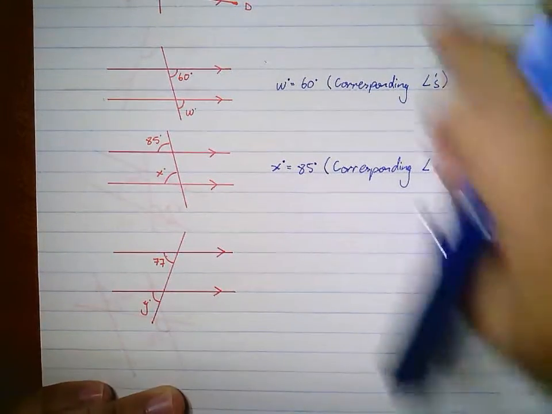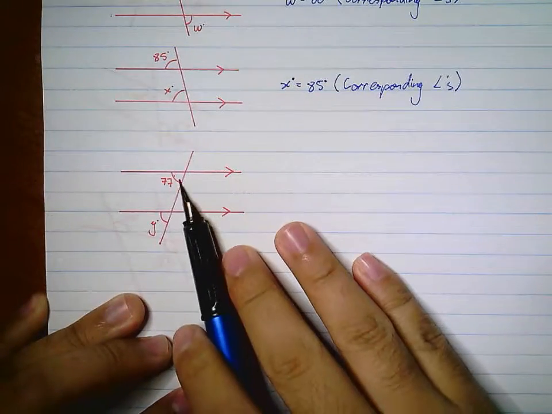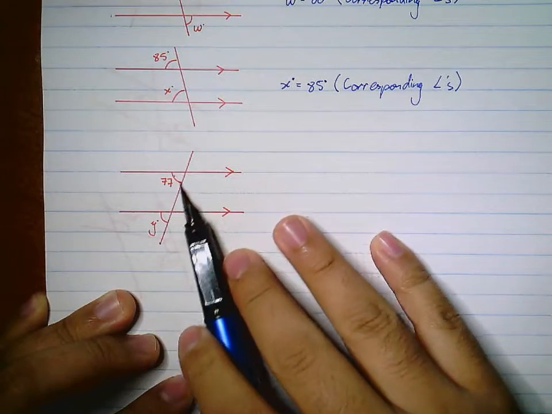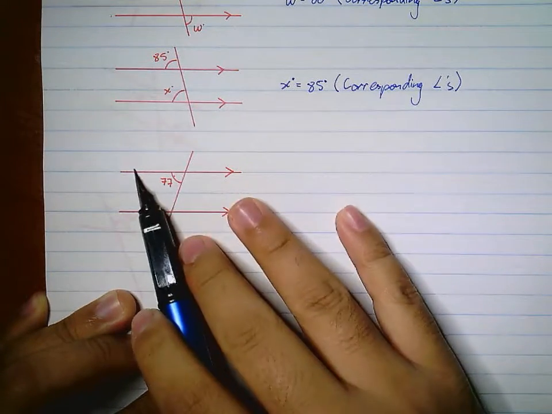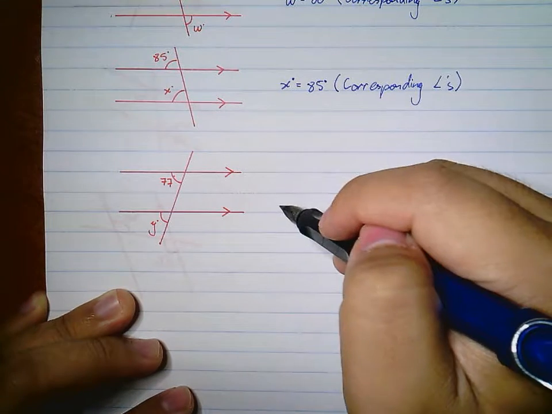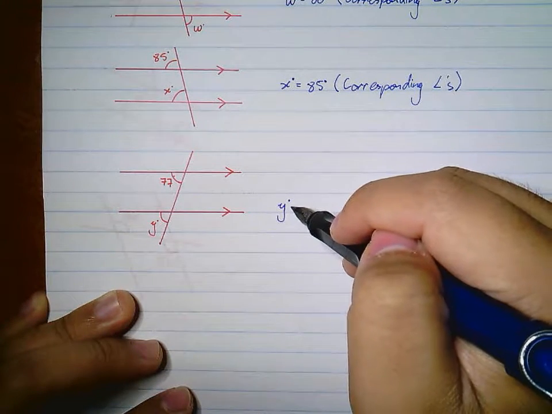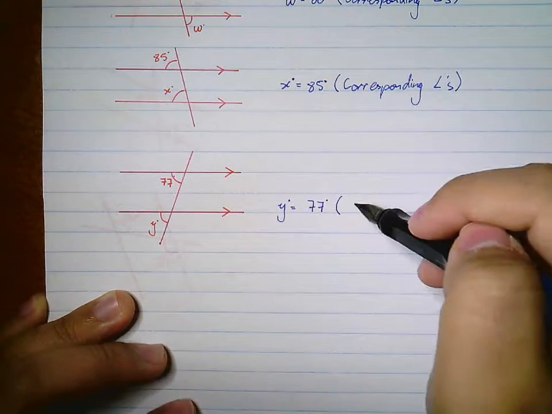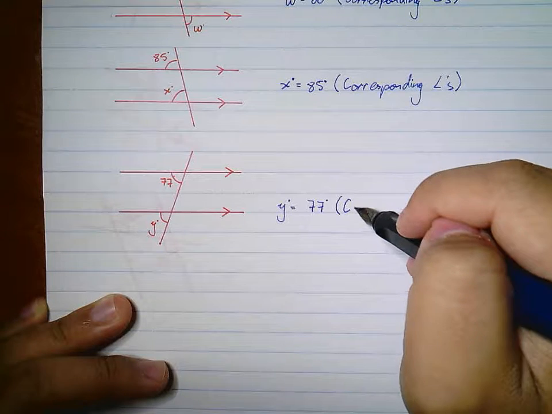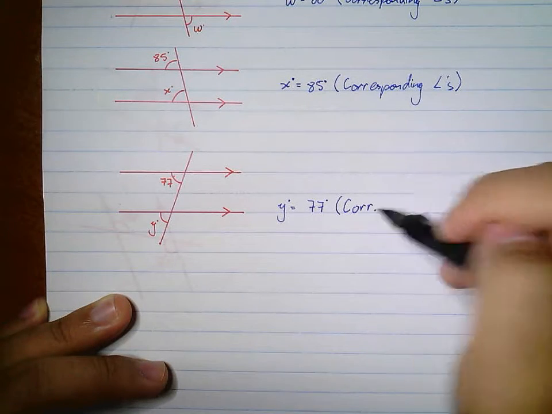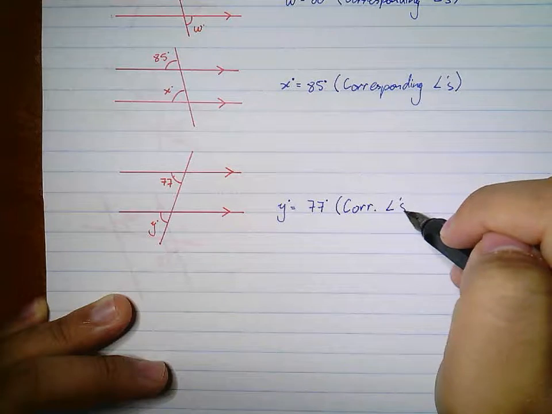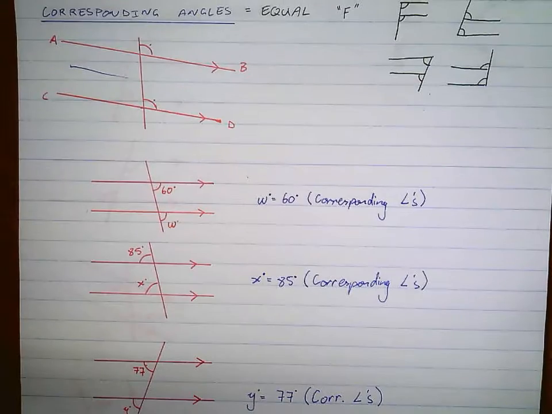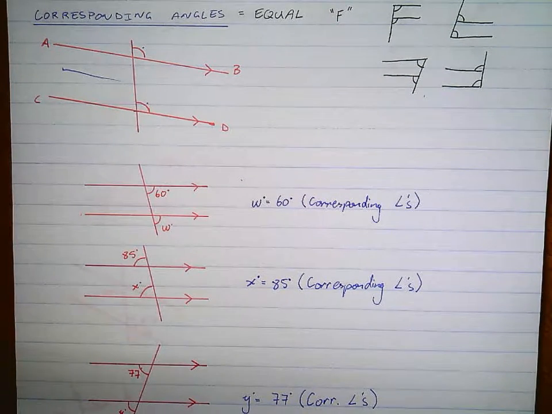And finally, one last example. If that angle there is 77, Y is corresponding to it. As we can see, there's that F shape there that's going backwards. As a result, we can say Y degrees is equal to 77 degrees. And for this one, I'll show you the shorthand of it. It's CORR for corresponding angles. So that is corresponding angles.